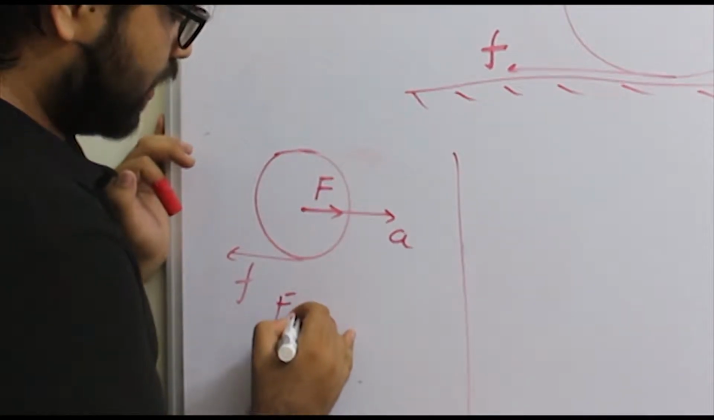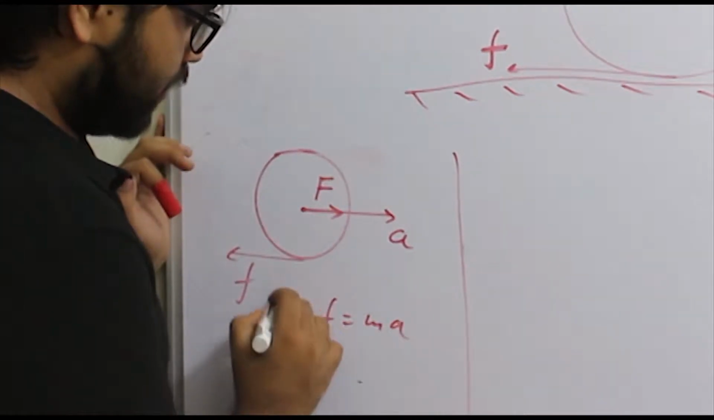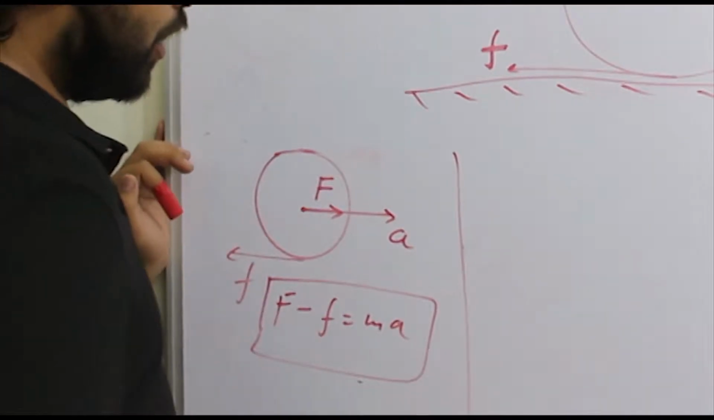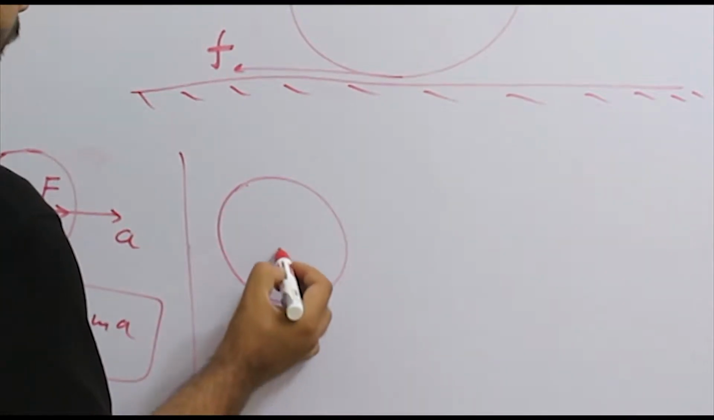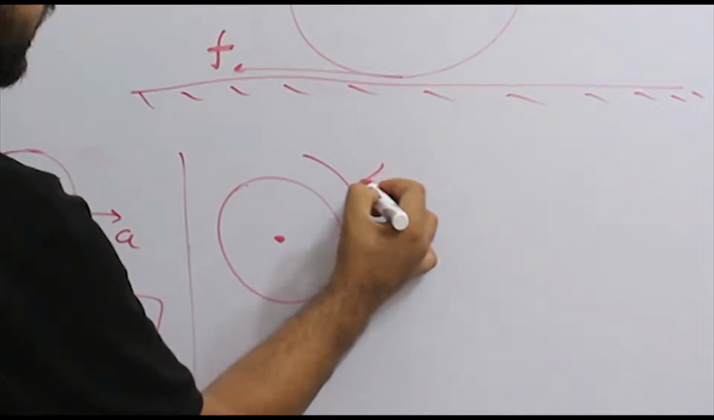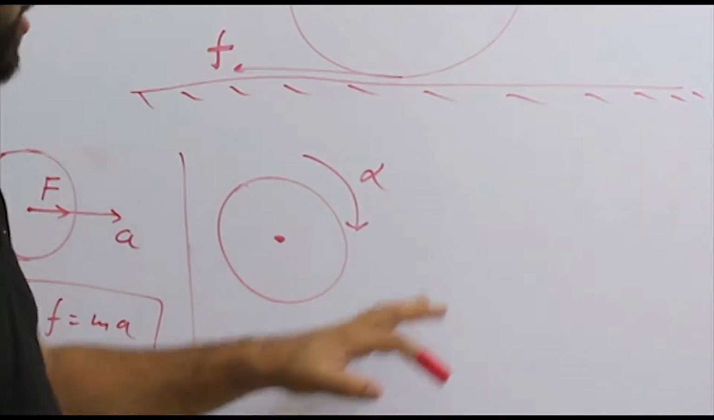So I will write F minus f is equal to ma. This is my equation of translation. Alright, now let me consider the part where it is just rotating. So I will only consider it having an angular acceleration of alpha.